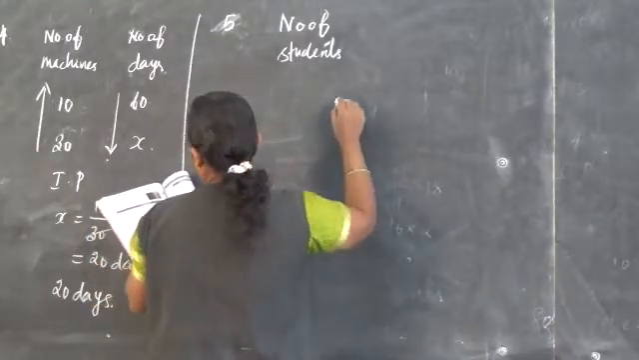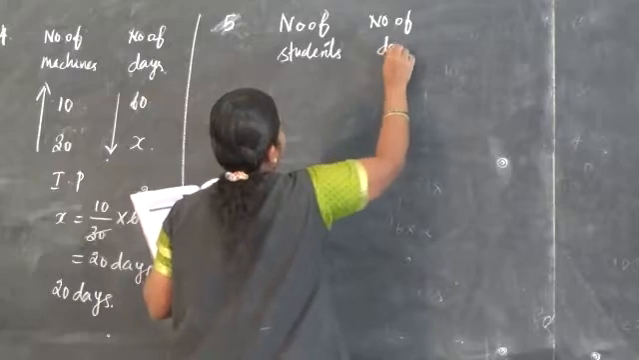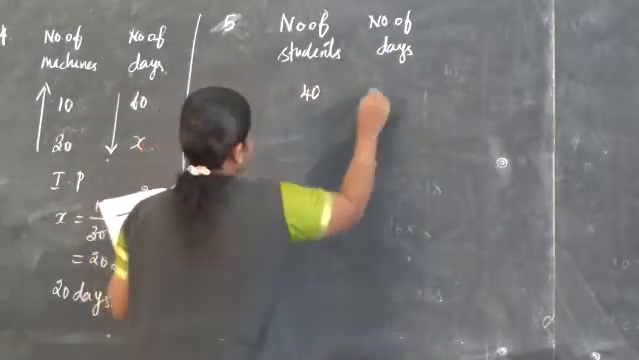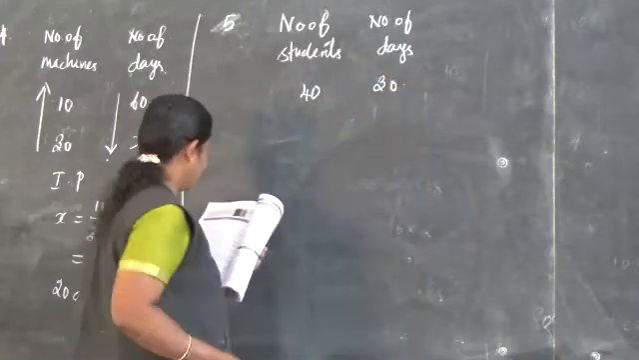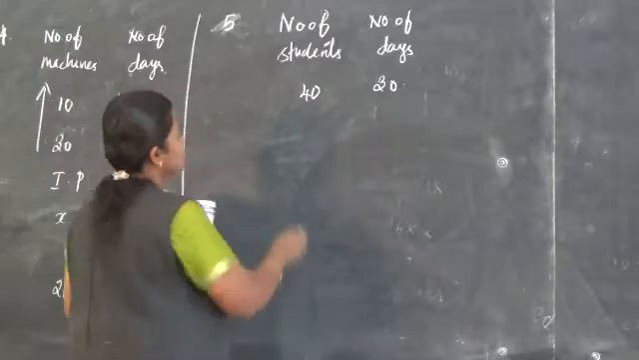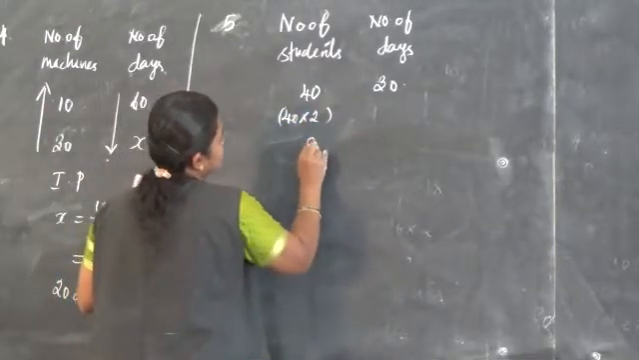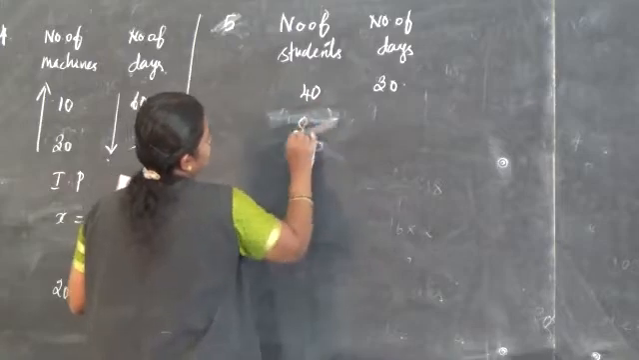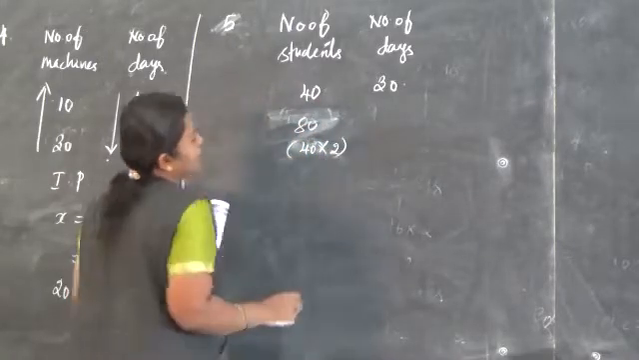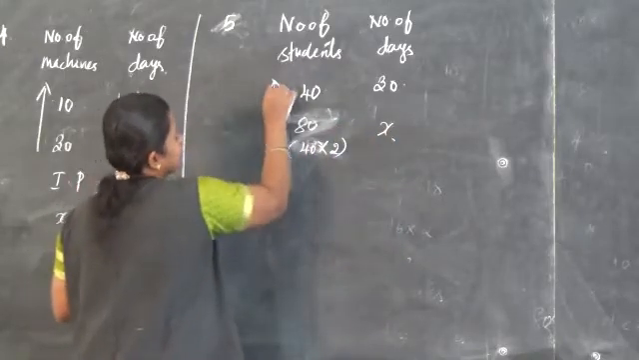Number of students, food for number of days. 40 students. How many days do we have food? 30 days. What is the second statement given to us? If the students are doubled. So 40 into 2. How many students? 80, because it's given as doubled. So 40 into 2. Now the number of students is increasing.